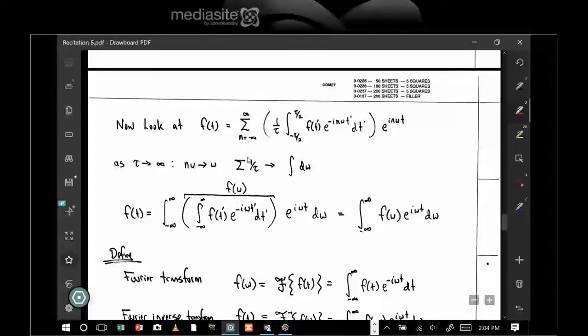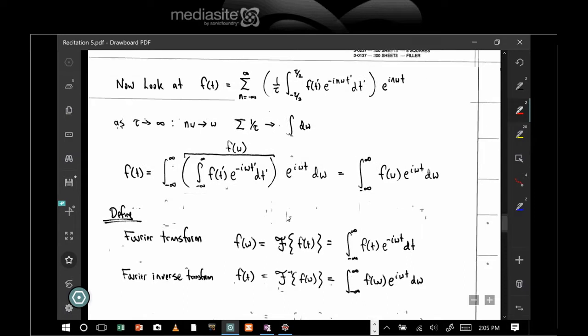So let's look at that final expression. Again, this is what I have. As tau goes to infinity, n times the fundamental frequency, this discrete number, goes to a continuous number, omega. The sum over all n's, 1 over tau, goes to an integral over all frequencies. And so I'm going to rewrite this in that context. Instead of a sum, now I have an integral. And now what I have is this thing here. I'm going to call that F of omega, because when I integrate this over all times, I'm only going to have omegas left over. And then f of t is going to be another integral of this times this.